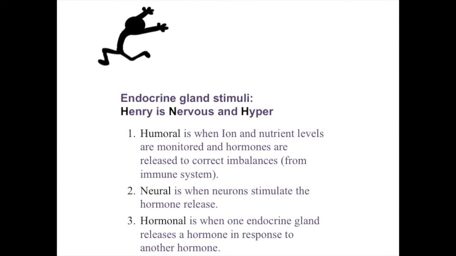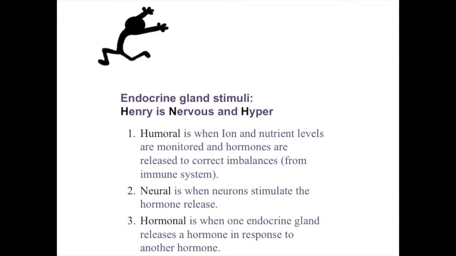The next subject to cover is endocrine gland stimuli. There are 3 different kinds of stimuli in the endocrine system. To help remember this, I've come up with an acronym. Henry is nervous and hyper. The H in Henry standing for humoral, the N in nervous standing for neural, and the H in hyper standing for hormonal.